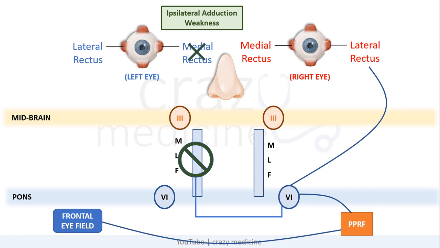And also, there will be dissociated horizontal abduction nystagmus in the right eye. This is because of an adaptive increase in innervation of the weak adductor. There is a proportionate increase in innervation to the strong abductor, which is manifest as nystagmus in the right eye.